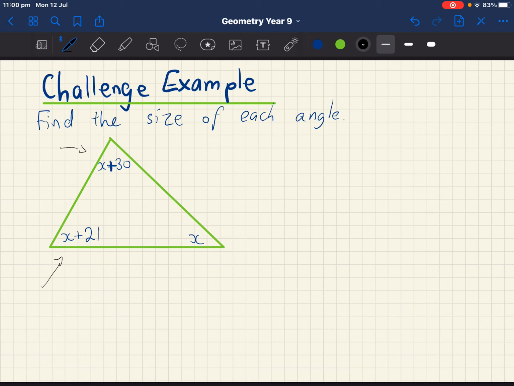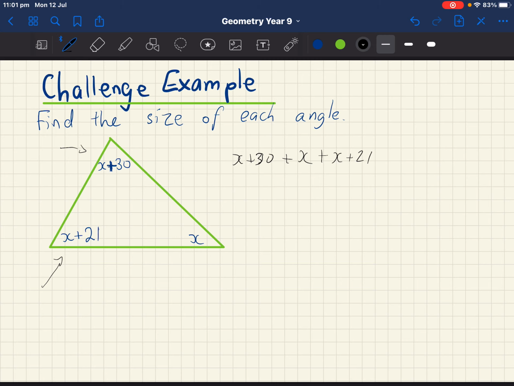Now, how are we going to find the size of each angle? Well, the same way we've been doing all of them, we're going to need to work out what the value of x is. So let's use our geometry. This is a triangle. So what do the 3 angles add up to? So we know that the first angle, I'm starting with the top one now for some reason, this first angle plus the second angle, which is x, plus the third angle, which was x plus 21.